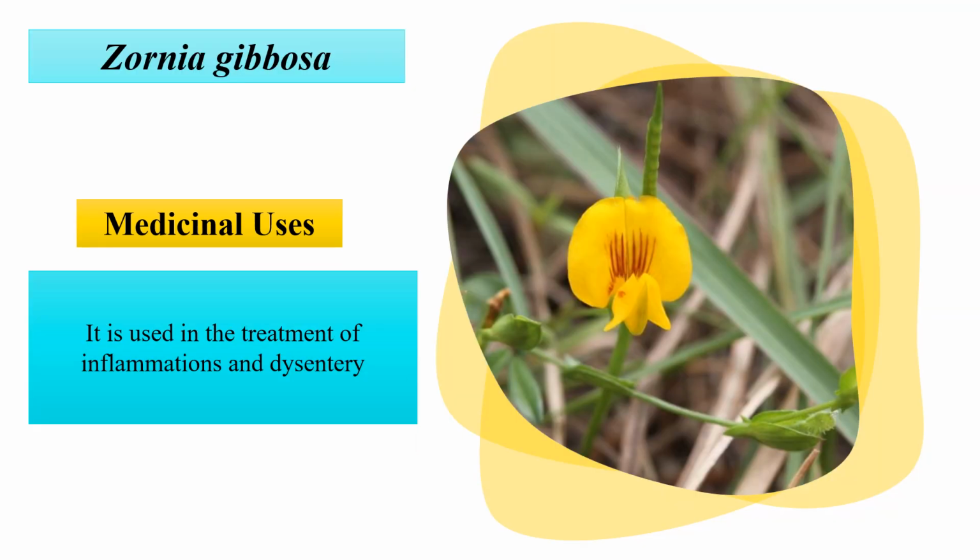Next is Zornia gibbosa. It is a much branched prostrate to ascending herb, mostly found in sandy areas, also in marshy lands and wetlands. The flowers look very similar to Crotalaria species and also to Smithia species. Medicinally, the plant is used in treating inflammation and dysentery.